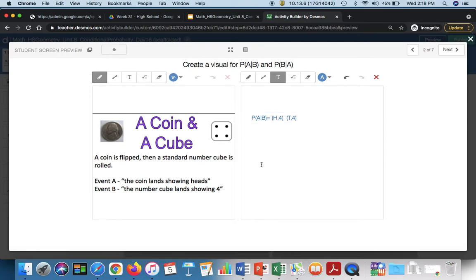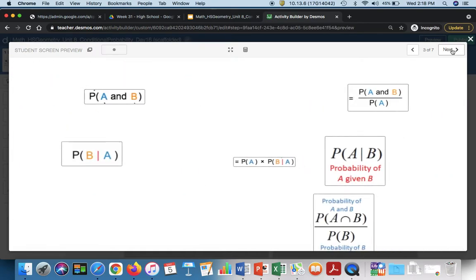And I've created my sample space here. The question is the probability of A, and A is landing heads. So here, what would my graphic be? My graphic would be circling heads and showing that this is 1/2 of the time. And now we have a good graphic to represent what's going on here. So that's one idea for this.